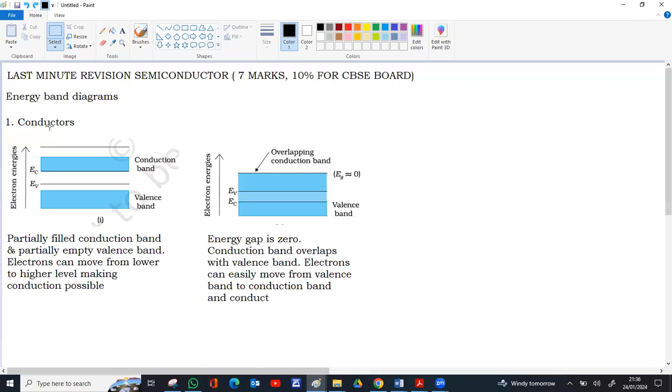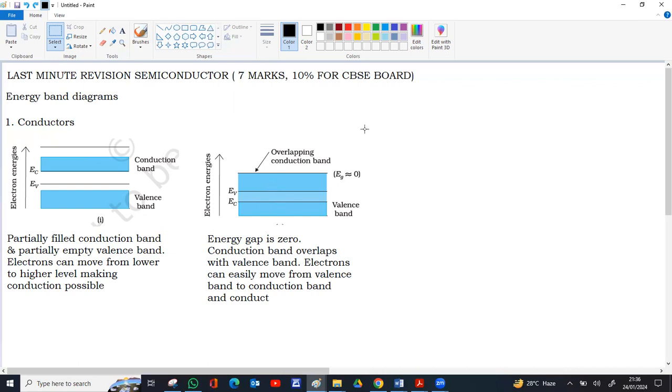Generally, when the conductor's energy band diagram is asked, the second diagram is mostly preferred, the one with energy gap 0. If they ask two cases for conductors, then only you are supposed to draw the first diagram. That is what is normally seen in the board marking scheme. The second diagram is where the conduction band is overlapping with the valence band. If they ask very specifically for two different cases for conductors, then you have to draw the partially filled valence band and conduction band, and the overlapping conduction band and valence band, otherwise the second one.